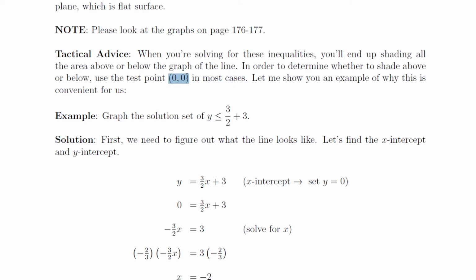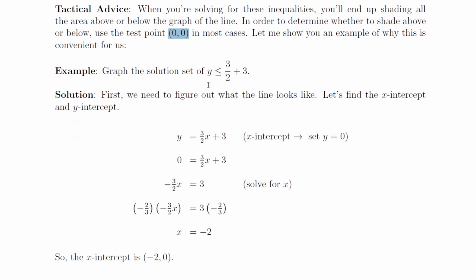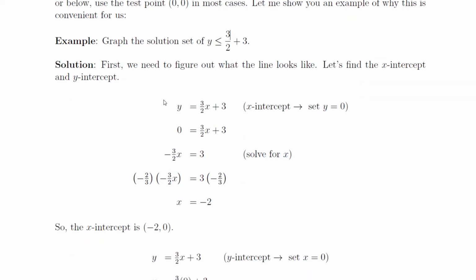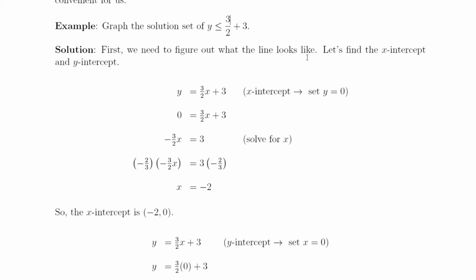We're going to use the point (0, 0) to our advantage. So for example, this question is going to ask us to graph the solution set of y less than or equal to 3 halves x plus 3. There should be an x right there, so I'll have to change my notes. The one you see online will have the x listed. So what we need to do is, first, let's find the intercepts.